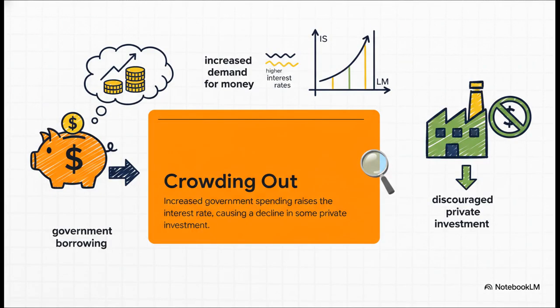Why didn't we get all the way there? This happens because of something called crowding out. Think about it. When the government borrows a ton of money to fund its spending, it's competing for the same pool of savings as private companies. This extra demand for loans makes borrowing more expensive for everybody. So that higher interest rate we saw, it actually discourages some private businesses from investing, and that partially cancels out or crowds out the government's initial boost.